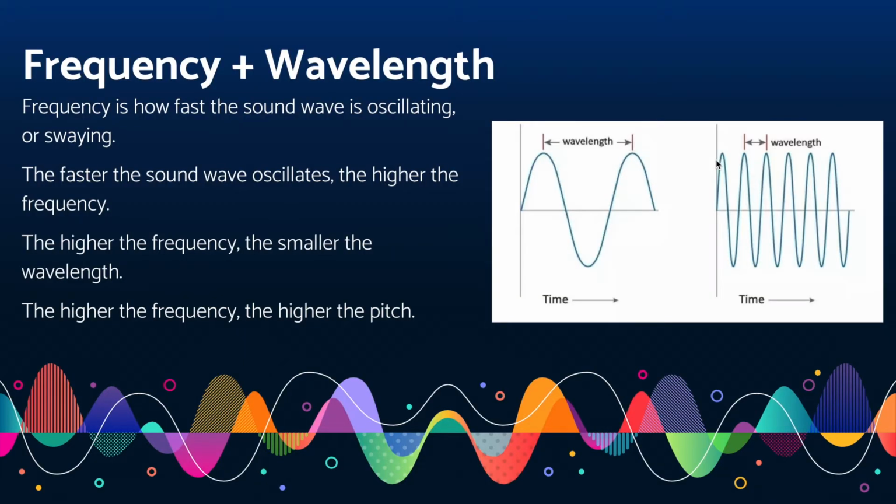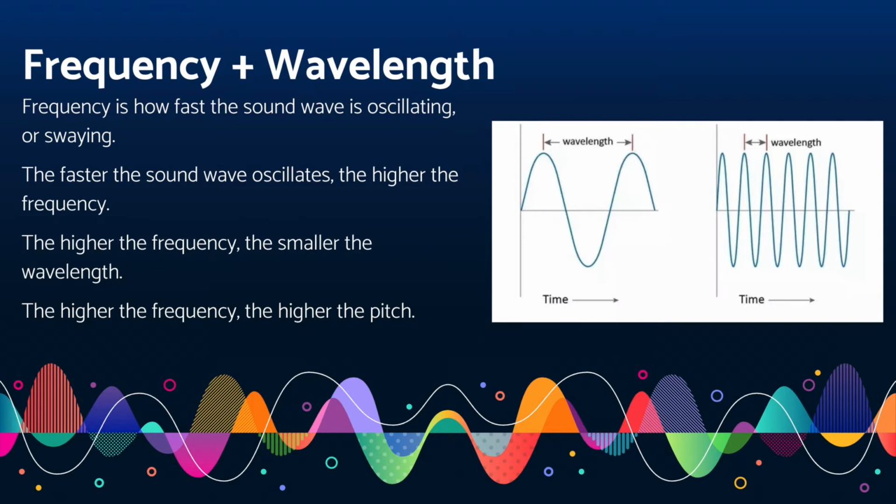Here are two more very important components of a sound wave: frequency and wavelength. Frequency is how fast the sound wave is oscillating or swaying. Again, we have two pictures of two different sound waves on the right. The left one looks more spread apart, and the right one is much closer together, it's crowded. So the right one has a higher frequency because the sound wave is oscillating faster. Frequency is also related to the pitch of a sound. Higher frequency means higher pitch, lower frequency means lower pitch.